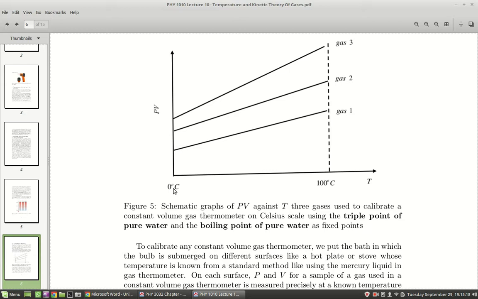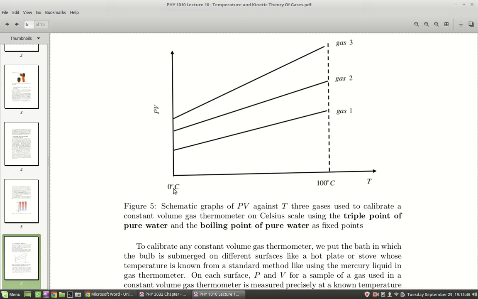So you have a plot like this. You have a plot of temperature at the bottom, and on the y-axis you have a plot of pressure multiplied by volume, a product of pressure times volume. So for each of these, at the triple point of water, you mark what the pressure is, then you multiply the pressure times the volume, then you get yourself PV. So you mark that, whatever it is, for a particular gas.